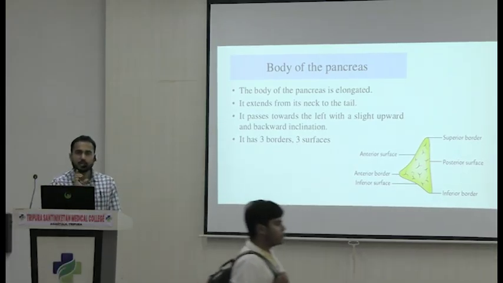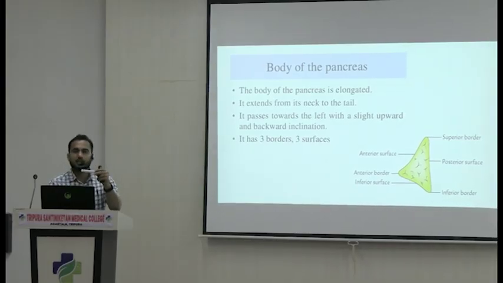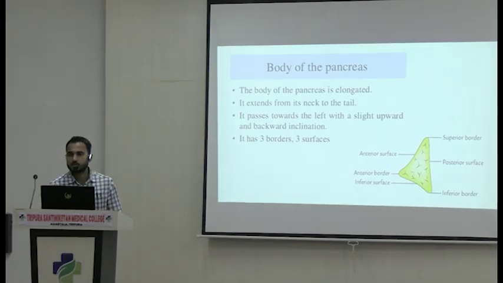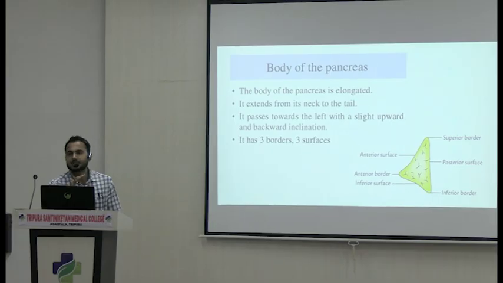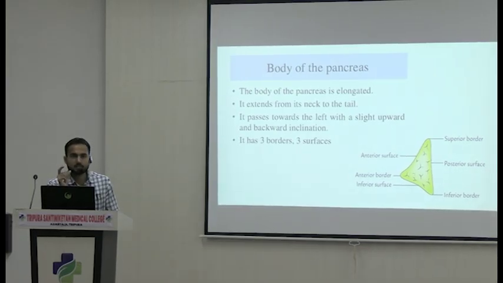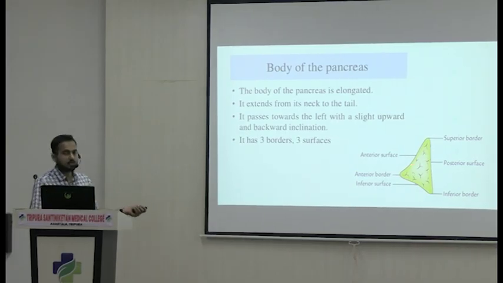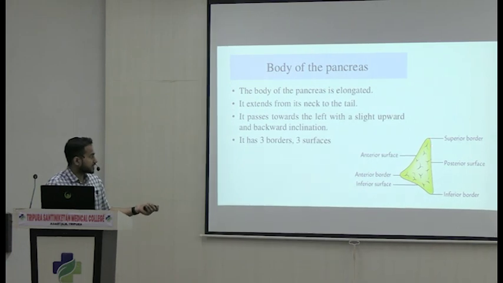So the body is a prismoid shape. Now from the prismoid shape, if you take a cut section, a TS, then it will appear triangular in shape. Now this is very important so that you can understand the surfaces and borders, because based on that you have to know about the relations. Here you can see the triangular shaped cut section of the body. You can see the superior border, the inferior border, and the anterior border.